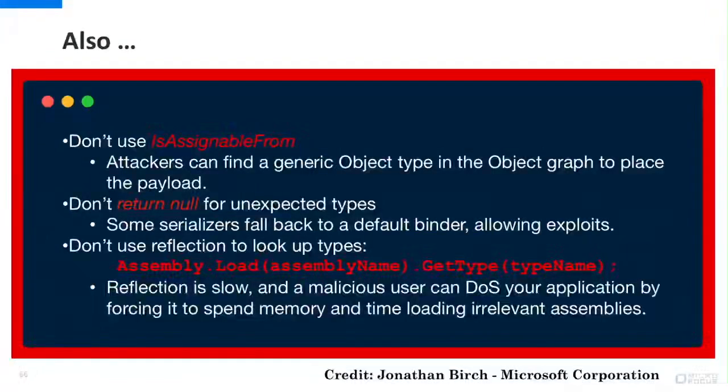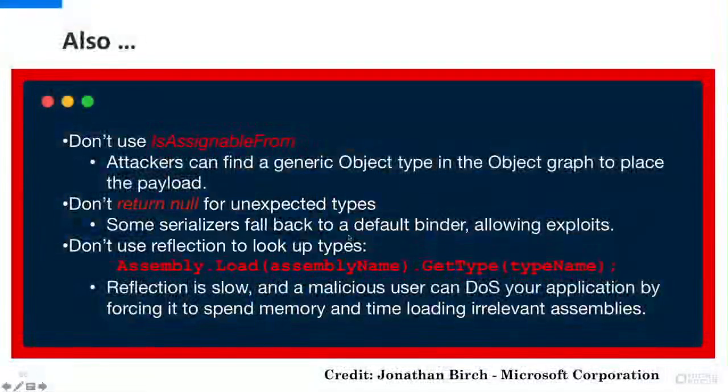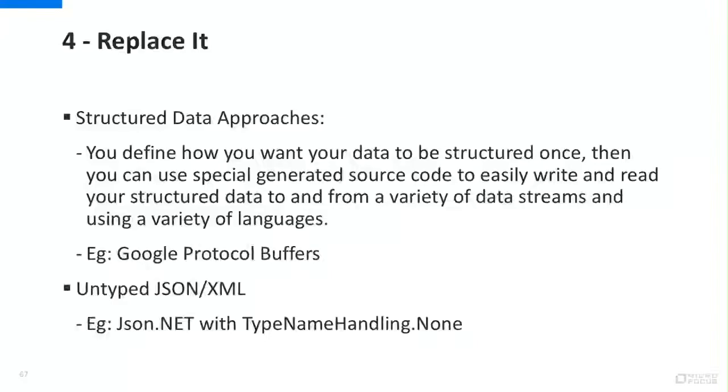So yeah, this basically sums up what I was talking to you about. Never return null, because this will fall back to the default binder, and that's bad. Also, don't use reflection to load types at runtime, because that will DOS your application. And the fourth approach is to replace it, right?